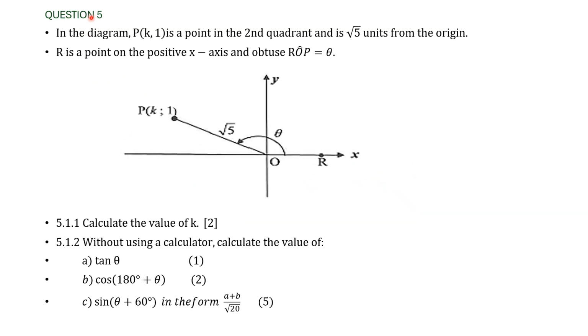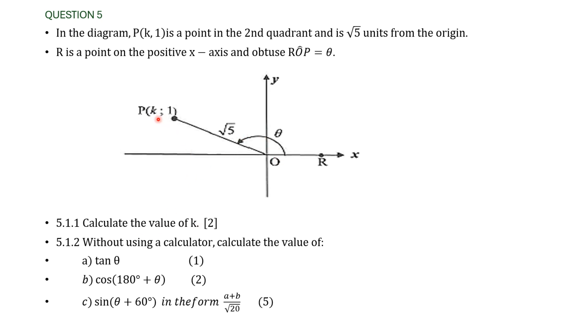So question 5: in the diagram, P(k; 1) is a point in the second quadrant, so quadrant 1, 2, 3, 4, that's the second quadrant, and it is square root 5 units from the origin. So what they are saying is, r, or my hypotenuse, is square root 5. R is a point on the positive x-axis, and obtuse ROP is theta.